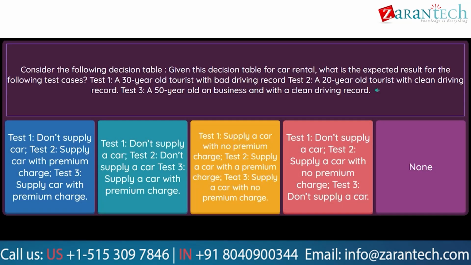Question: consider the following decision table. Given this decision table for car rental, what is the expected result for the following test cases? Test 1: a 30-year-old tourist with bad driving record. Test 2: a 20-year-old tourist with clean driving record. Test 3: a 50-year-old on business and with a clean driving record.